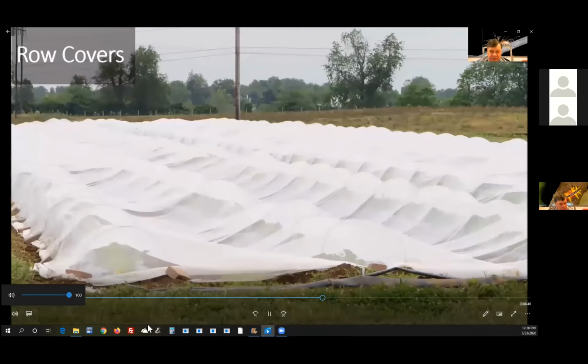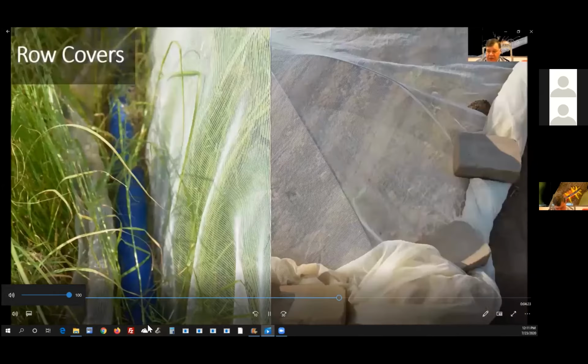Row covers can be an effective tool to exclude a wide variety of pests, including flea beetles, cabbage worms, squash bug, cucumber beetles, Colorado potato beetle, squash vine borer, and stink bugs. In order for row covers to be effective, they need to be in place before the pests have a chance to colonize the fields. Row covers need to be secured around the edges.